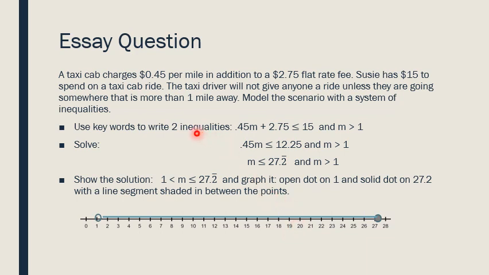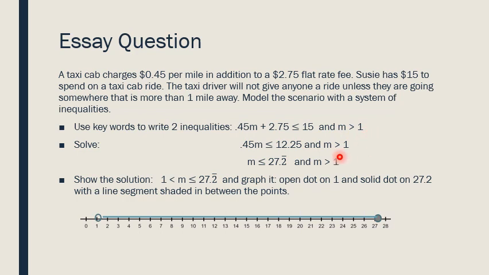Okay, so let's look again at these keywords in the problem to write these. I know that 45 cents is a rate, and it says per mile, so it's definitely going to be multiplied by the number of miles that she drives. Let's call that M for miles. So here's my 0.45 M, but in addition to that amount of money, she has to spend $2.75 on the ride. She only has $15, so whatever the total is has to be less than or equal to 15. Also, she has to go more than 1 mile, so M is greater than 1. These are our two inequalities.